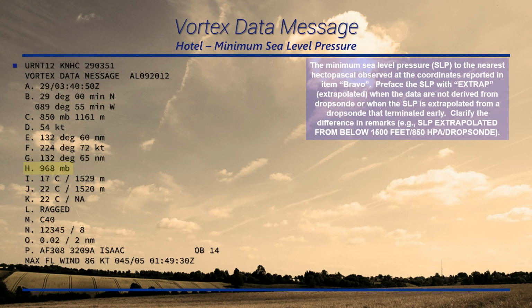Next up, line Hotel. This is probably the easiest line to read here. This is our minimum sea level pressure. In this case, 968 millibars. If a drop zone wasn't used, or the drop zone was terminated early, this would be prefixed with EXTRAP. And then down below in the remarks section, they'll explain why that sea level pressure was extrapolated.